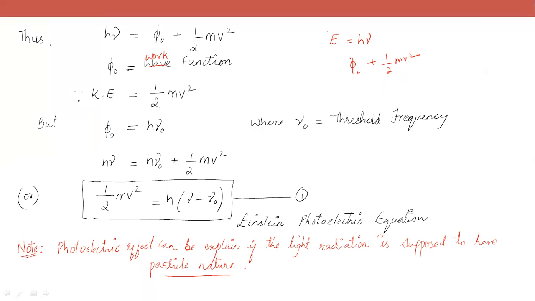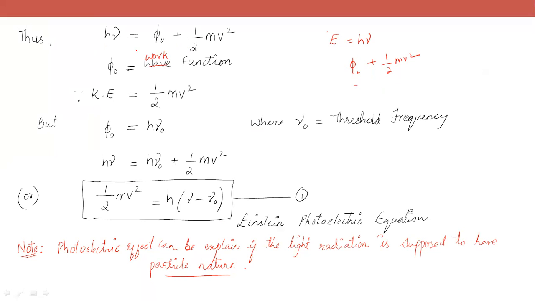So the energy which is required to remove the electron is called the work function, and the remaining energy is called the kinetic energy, right? So to calculate the total amount of energy, we need to add up both energies. That's what I have represented in the first equation.